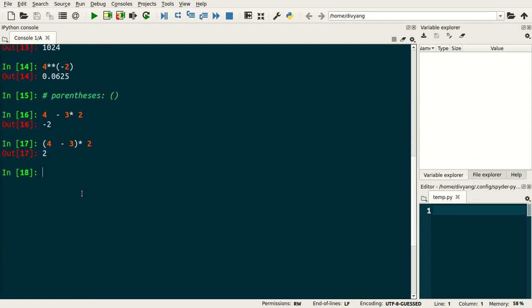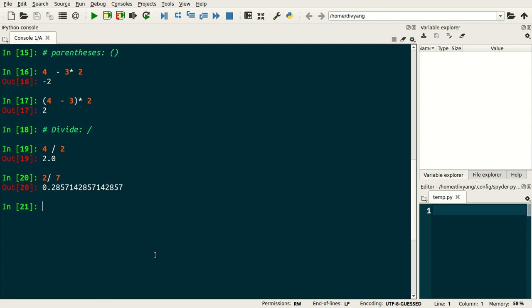Now one thing I have forgotten is division. To divide two numbers, you can use this slash symbol. For example, 4 divided by 2 is 2, and 2 divided by, let us say, 7 will give you this answer. Now what if I put 0 in the denominator?